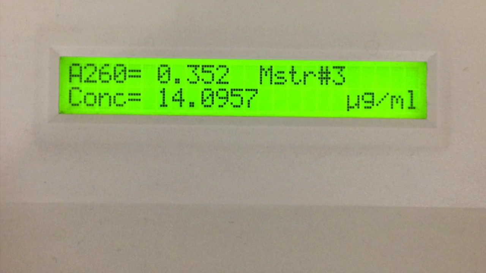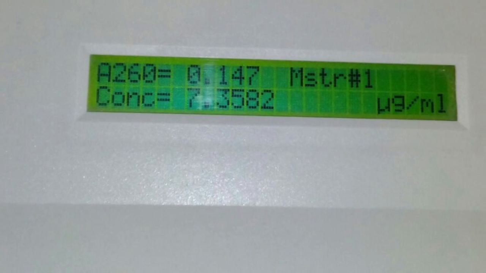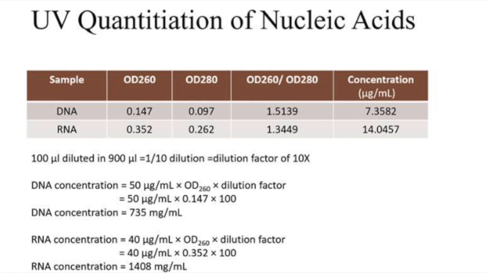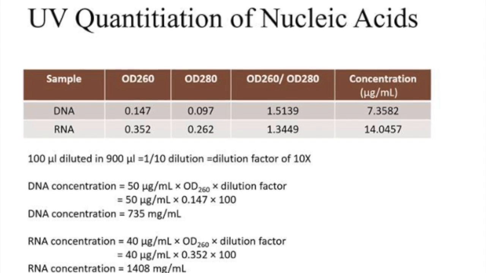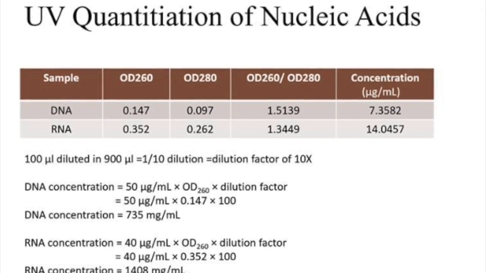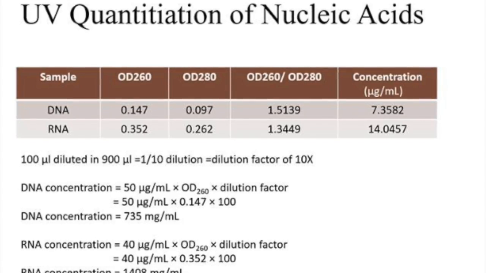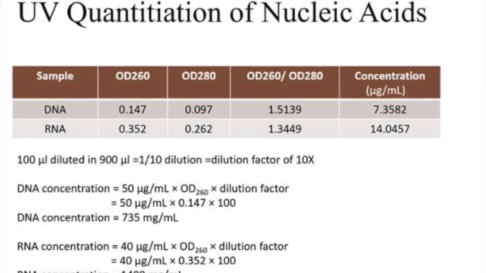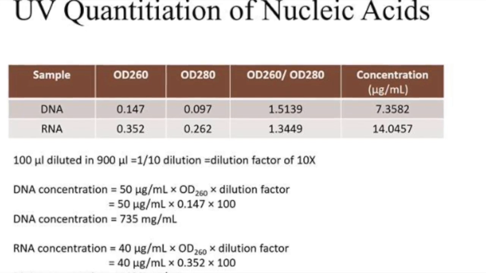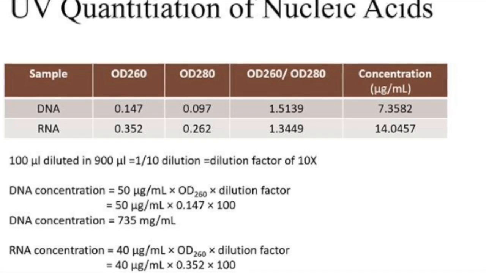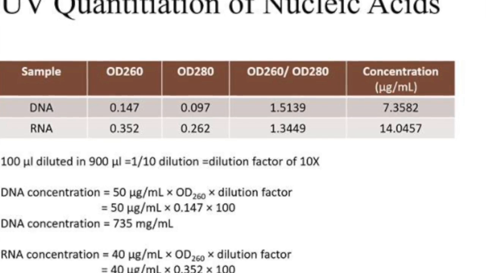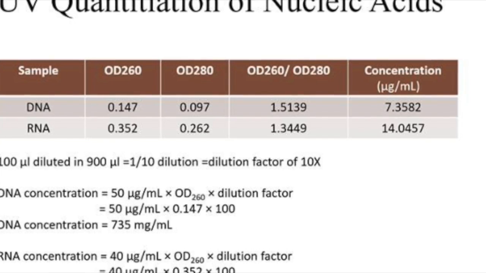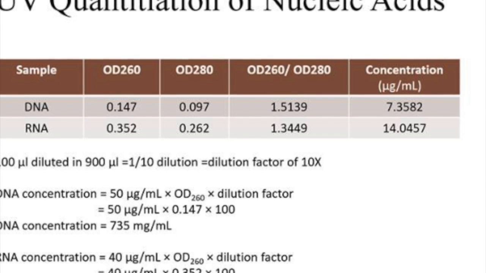Then we did calculations based on the formula. For DNA concentration, there is a factor of about 50 micrograms per milliliter per optical density unit, and the dilution factor. We get a DNA concentration of 735 micrograms per milliliter and an RNA concentration. To calculate this, we first change the factor, which is 40 micrograms per milliliter.